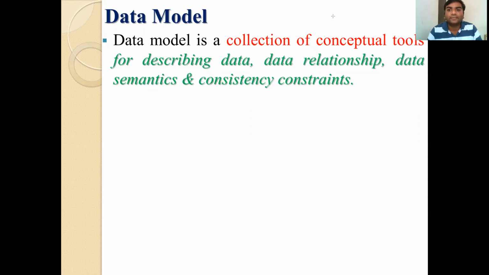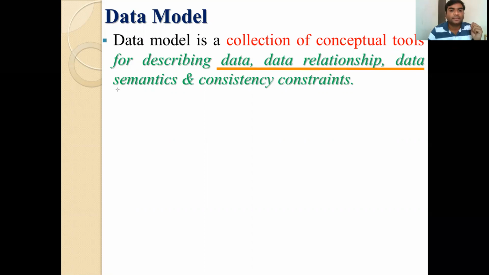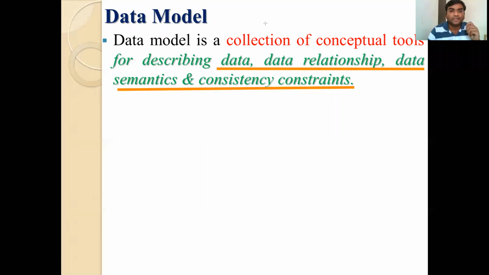So what is the data model? It is a collection of conceptual tools used for describing the data, data relationship, data semantics, and consistency constraints. So that is the role or function of the data model. This is the definition for data model.